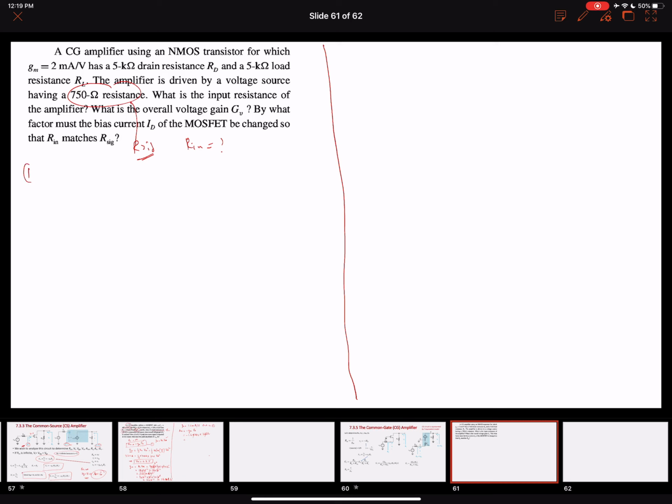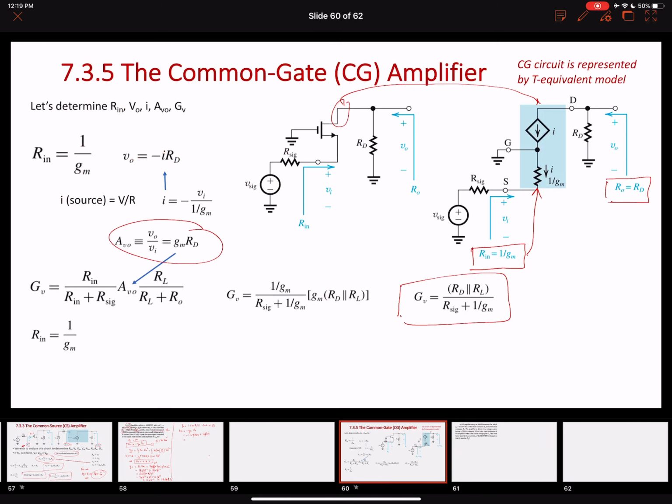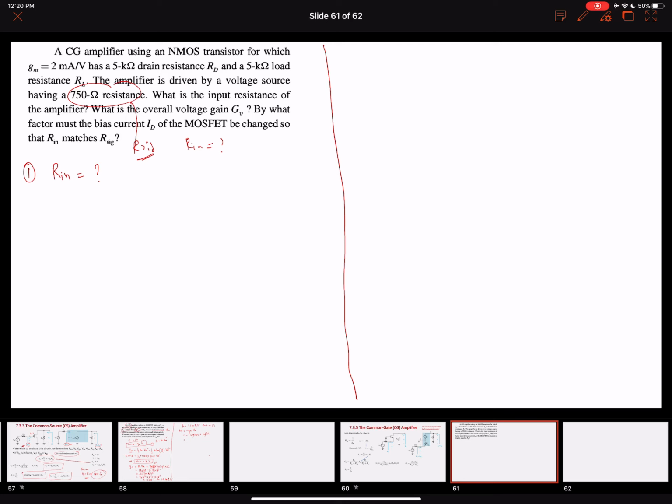Okay, so the first thing is, what is the input resistance of the amplifier? Going back, the input resistance of this configuration equals 1 over GM. So R in equals 1 over GM. We know that GM is 2 milliamperes per volt. So the resistance is going to come out to be 1 over 2, which is 0.5 kilo ohms. This is the value of the input resistance.